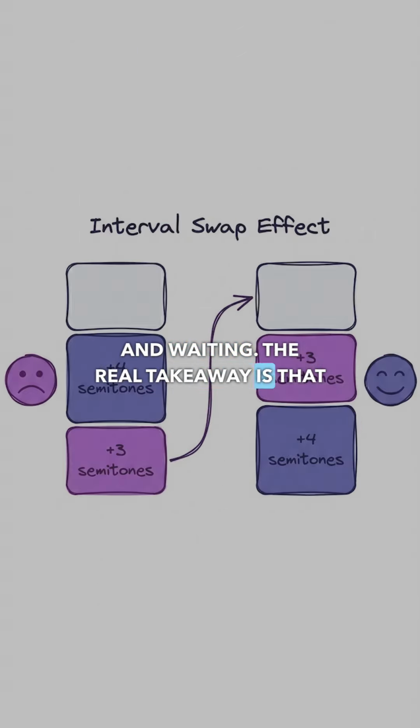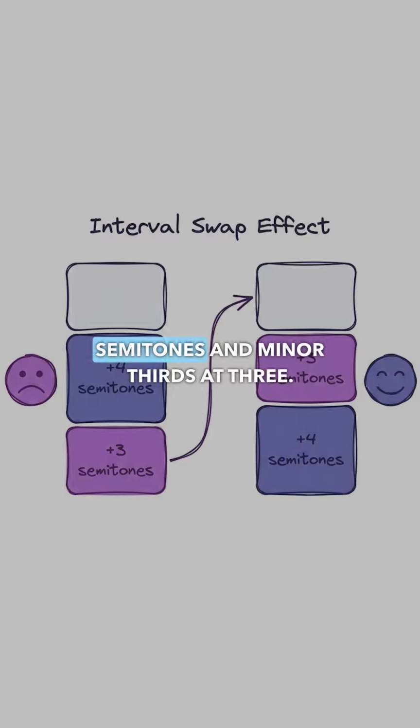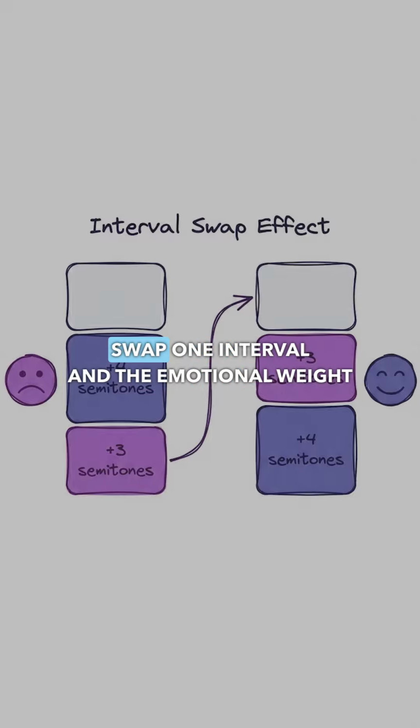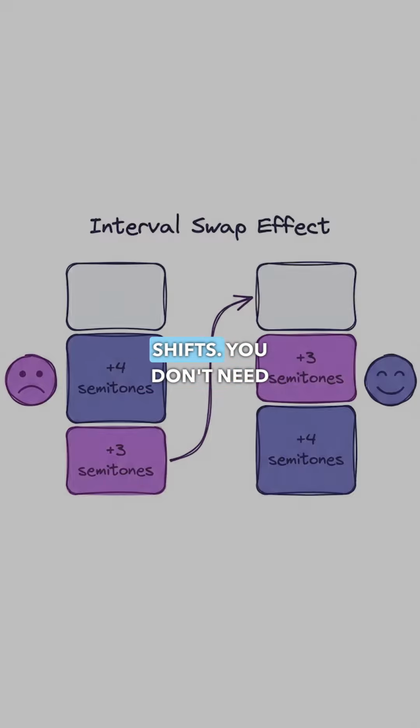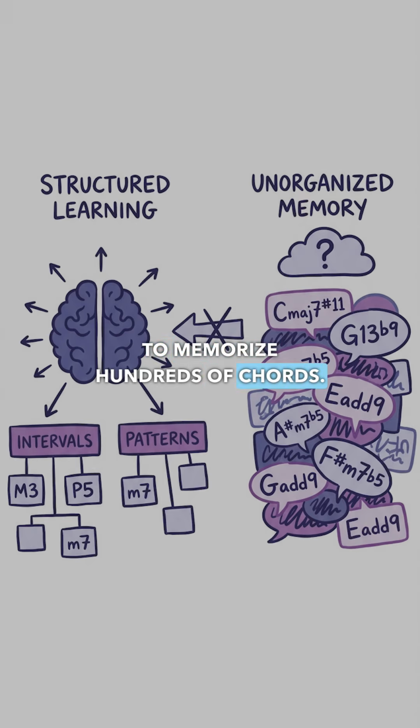The real takeaway is that all four triads come from stacking thirds, with major thirds at 4 semitones and minor thirds at 3. Swap one interval and the emotional weight shifts. You don't need to memorize hundreds of chords, you need to understand what each interval does.